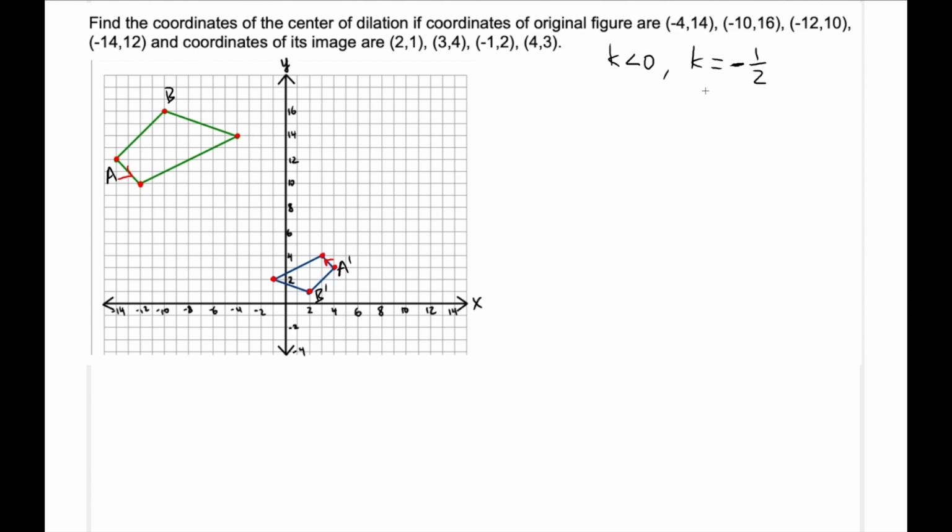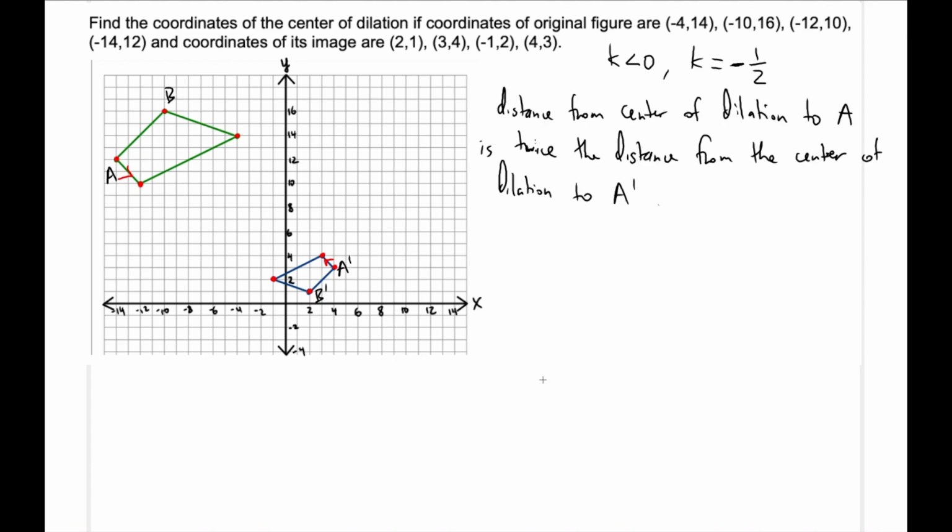Also, the beautiful part about the scale factor is that the distance from the center of dilation to any corresponding set of vertices is going to also use the scale factor. So the distance from the center of dilation to, let's say, this A prime, is going to be 1/2 the distance from the same center of dilation to the corresponding vertex of the original figure. Now that's beautiful. Why is that very important for us?